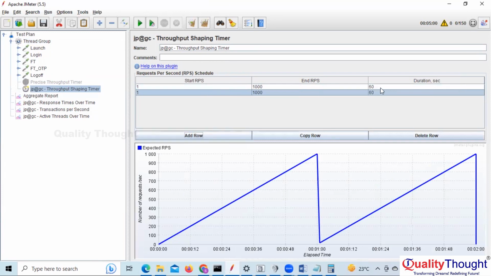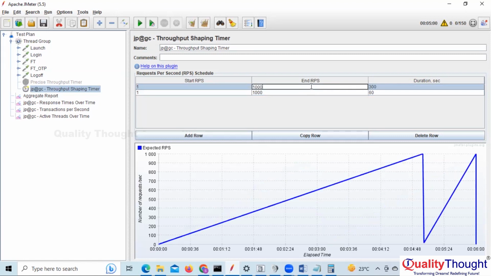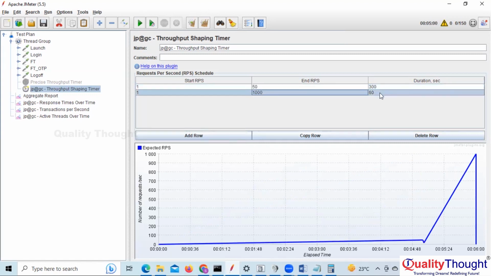Like this, right? How long are you taking to ramp up your number of users? Like if you are running with 100 users, you will take 300 seconds to ramp up, right? So you can give the ramp up time here. And if you want to achieve only 50 TPS during your ramp up, you can give 1 to 50. And after ramp up, you are running this test for 3600 seconds. Give 3600 seconds in the second row.